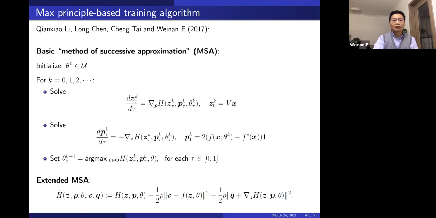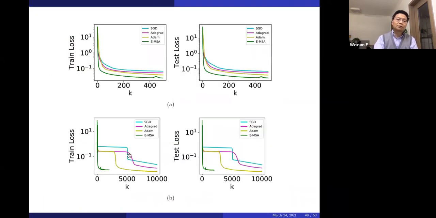The point being that the maximum principle can be used as a starting point to formulate training algorithms, and the performance is not so bad. You can see in this case where we have some bad initialization, it actually performs much better.